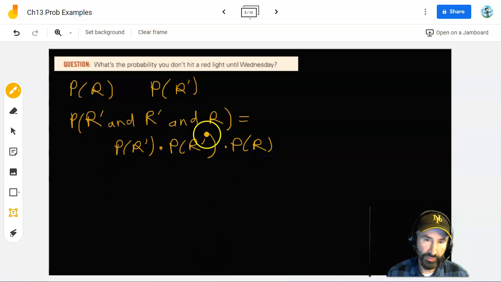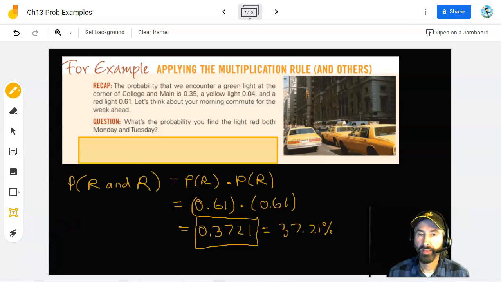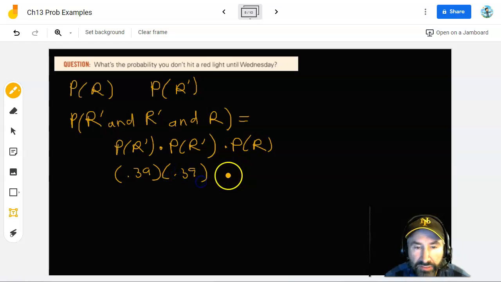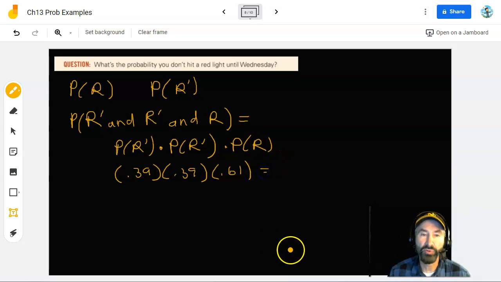And the numbers are, let me take a look. Remember we said the probability of getting a red was 0.61, and we even said the probability of not getting a red was 0.39, so we know both of those, so yay. Okay, so not getting a red is 0.39 times not getting a red is 0.39 times getting a red is 0.61. And if we multiply those all out, then we'll go ahead and get an answer. I'll let you multiply it out and get an answer, and you're going to give it to me.